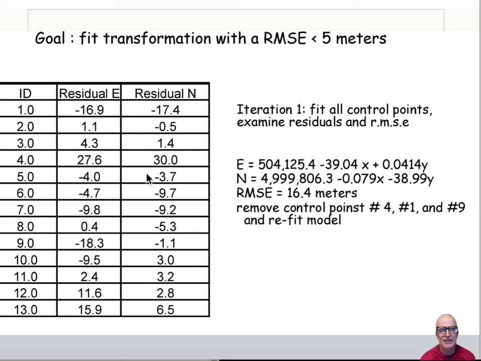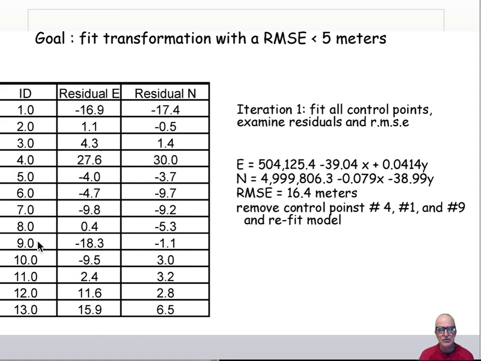Because that one's so bad, it tends to pull others off, like pulls 1, because this is big positive. This goes negative to try and correspond. The same thing here, this minus 18 for 9. I really don't want to just arbitrarily throw them out and refit. What I want to do is try and find out why that error is there. Is it a misrepresentation or not? If they are, in fact, in the right place, then I really should leave them in.